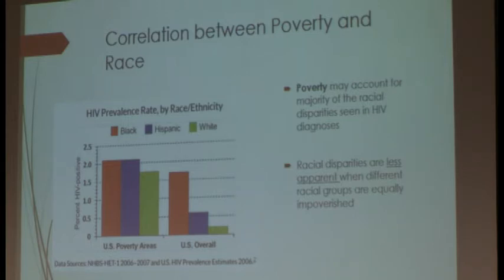So racial disparities are less apparent when different racial groups are equally impoverished. So if you have a mixed group of racial identities and they're all equally impoverished, their odds of having this infection are more equal than, anyway, poverty is the main determinant.